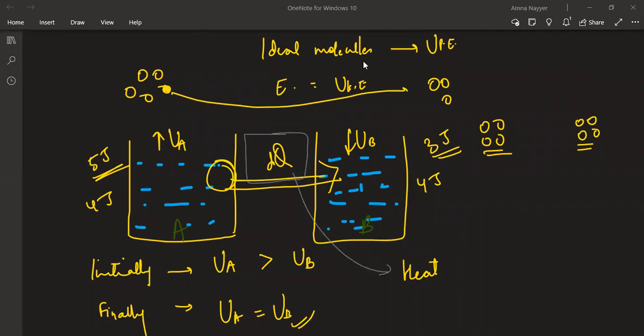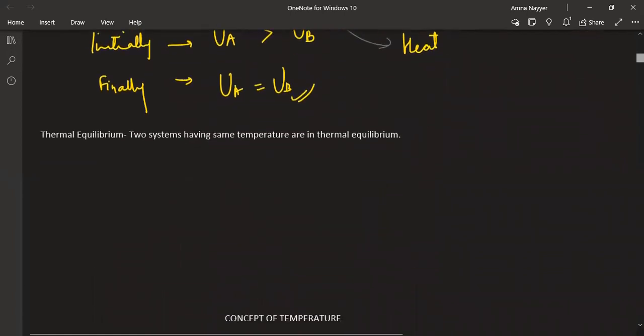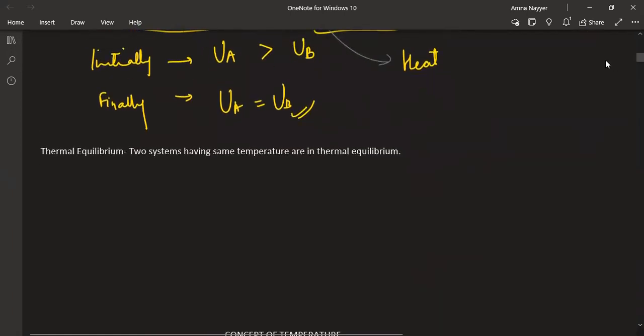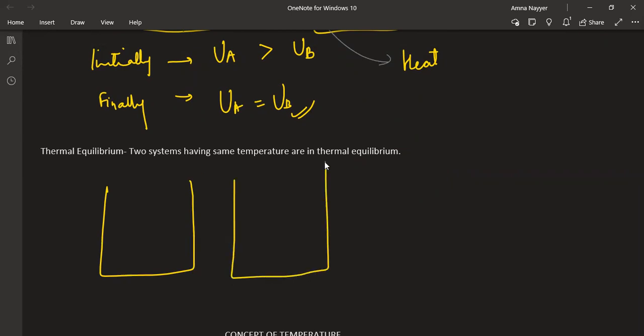Yes, clear. Okay. So if you all have written, let's move forward. See, thermal equilibrium is the same thing, it is not a different thing. Two containers you will take. That time I was just talking in terms of energy. Now I'll be talking in terms of temperature.